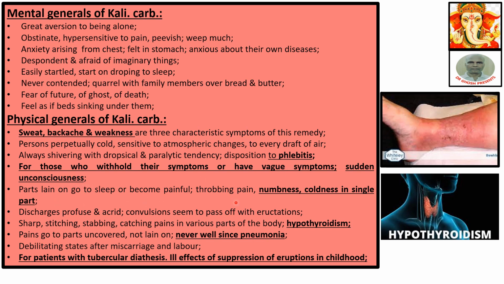Unconsciousness, parts lain on, numbness, single parts, discharges, hypothyroidism, pains go to parts uncovered, not lain on, never well since pneumonia, debilitating states after miscarriage and labor. For patients with tubercular diathesis, ill effects of suppression of eruption in childhood.